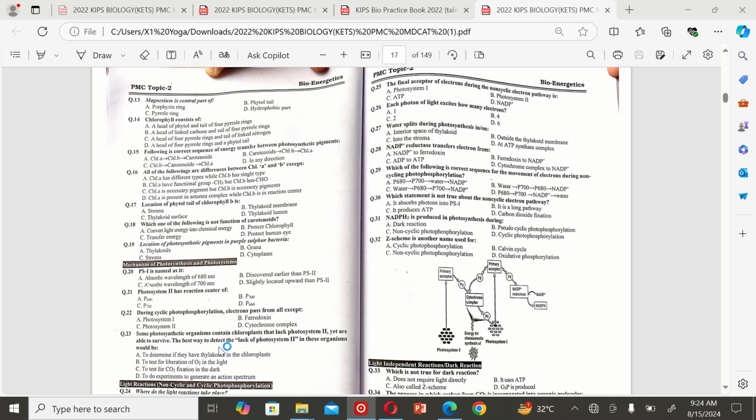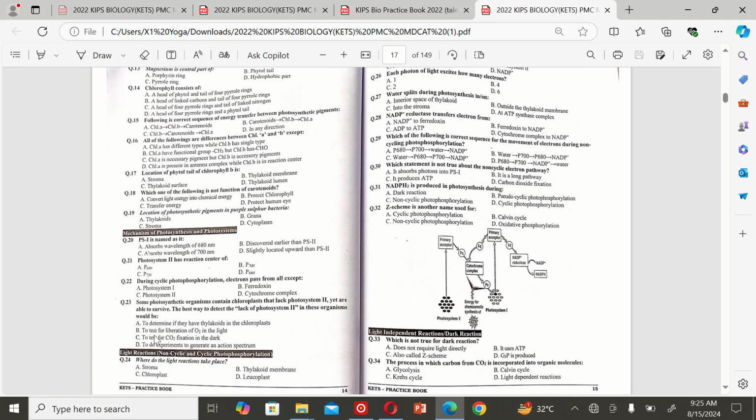The next MCQ is: some photosynthetic organism contains chloroplasts that lack photosystem 2 yet are able to survive. The best way to detect the lack of photosystem 2 in these organisms would be A. To determine if they have thylakoid in the chloroplast, B. To test for liberation of CO2 in the light, C. To test for CO2 fixation in the dark, and D. To do experiments to generate an action spectrum. So the correct option is D.